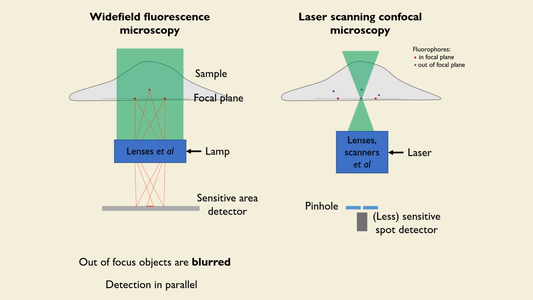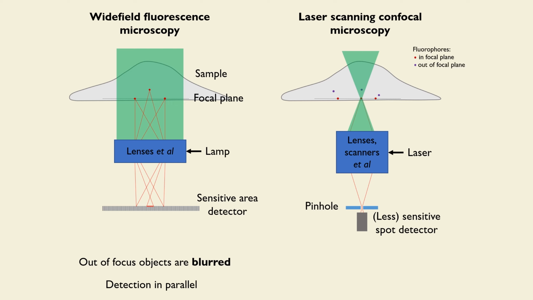Now, what happens to the resulting fluorescence when these fluorophores are excited? We're going to do a simple ray tracing diagram for fluorophores both in and out of the focal plane. For fluorophores in the focal plane, the light is aligned in a way such that when it goes back through the lenses and the scanners and other stuff, it is projected into a less sensitive spot detector. This detector is not a camera.